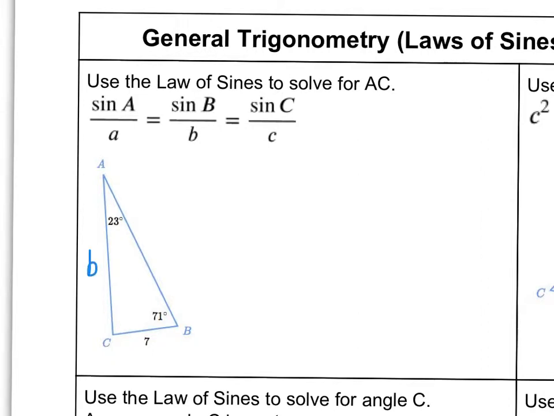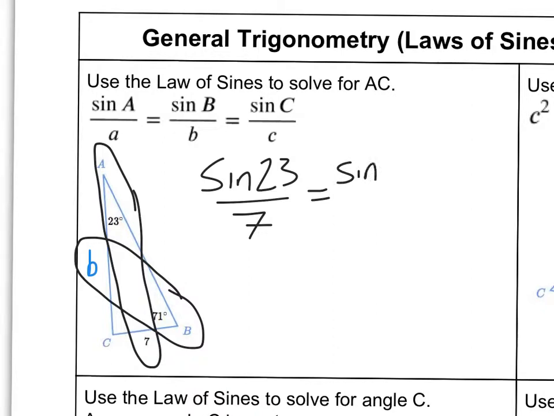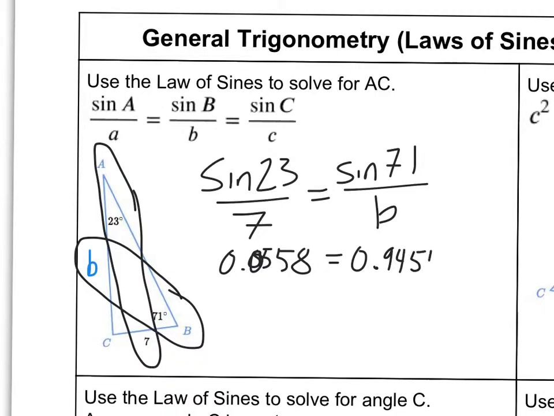I'm going to look to see what I have. I've got both parts for A. That's nice. So sine 23 over 7. And for B, we've got sine of 71 over the variable b. Okay, I'm going to do this out. Sine 23 divided by 7 is going to be 0.0558. I feel like we did this problem in class. And sine of 71 is going to be 0.9455 over b.